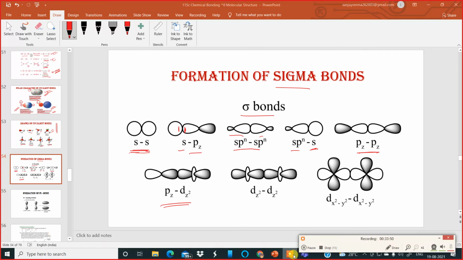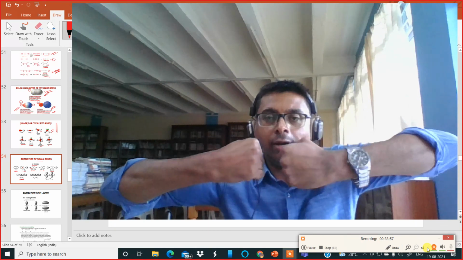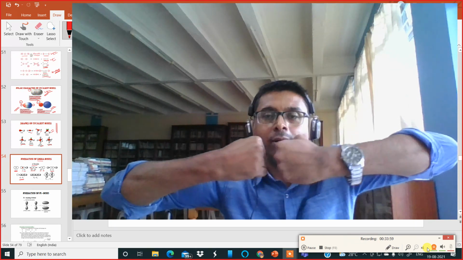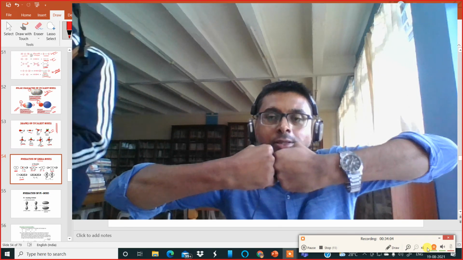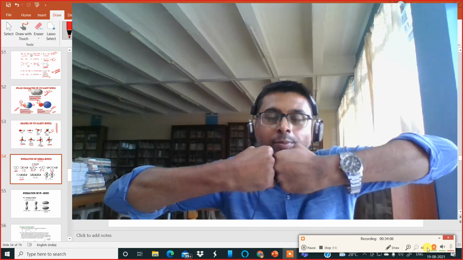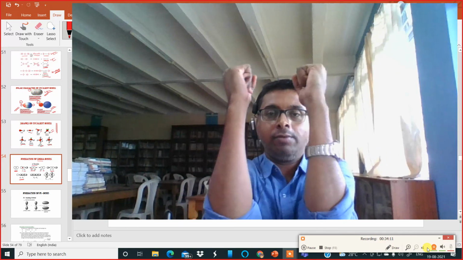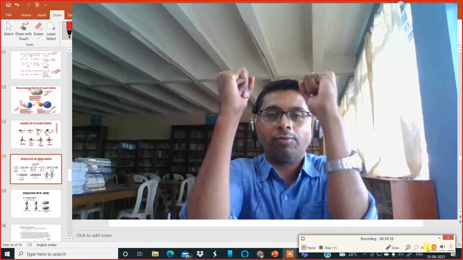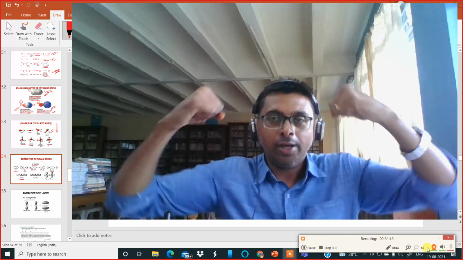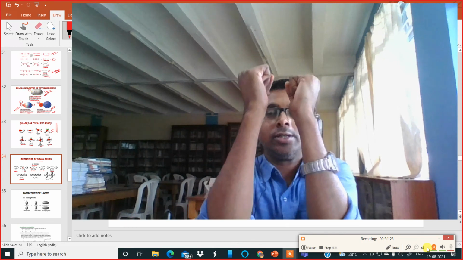Let me show you. Can you see the screen? If the orbitals overlap this way, this is called head-on overlap, and this results in the formation of sigma bonds. But if the orbitals overlap this way, sideways, then they will result in the formation of pi bonds. Head-on means sigma bonds, sideways means it is forming pi bonds.